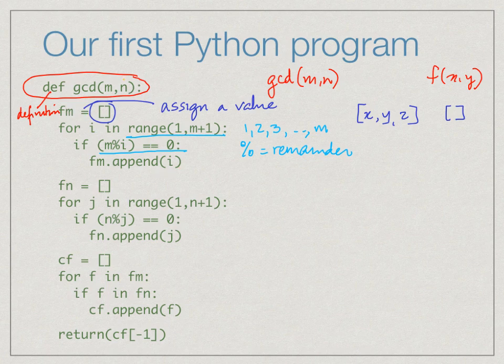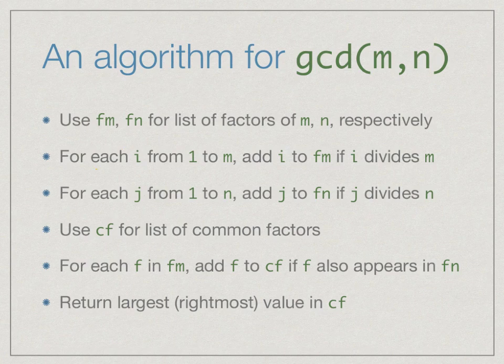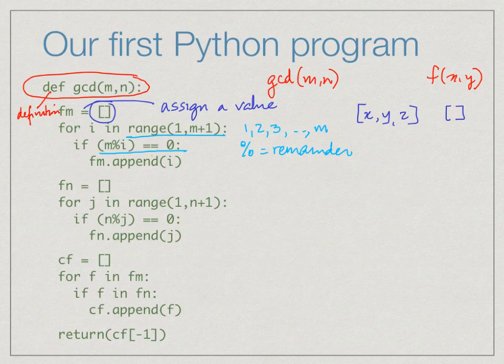This is exactly what we wrote informally in the previous example. We just said that for each i from 1 to m, add i to fm if i divides m. And now we have done it in Python syntax. So we have defined an empty list of factors, and for each number in that range, we have checked if it is a divisor and then added it. And now here we do exactly the same thing for n. So we start with the empty list of factors of n. For every j in this range, if it divides, we append it. And now at this point, we have two lists, fm and fn.